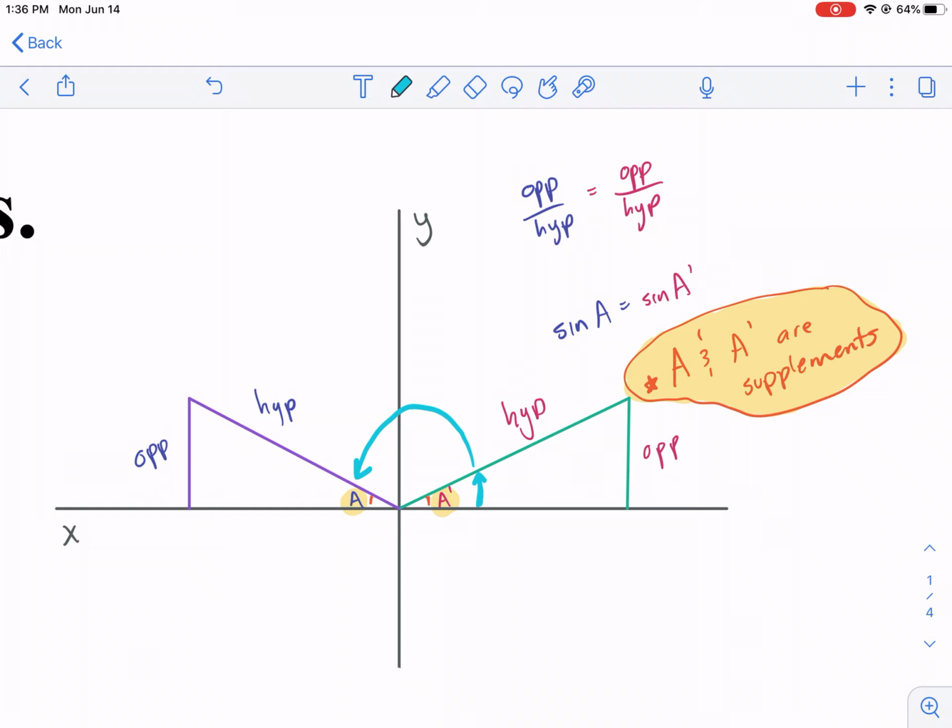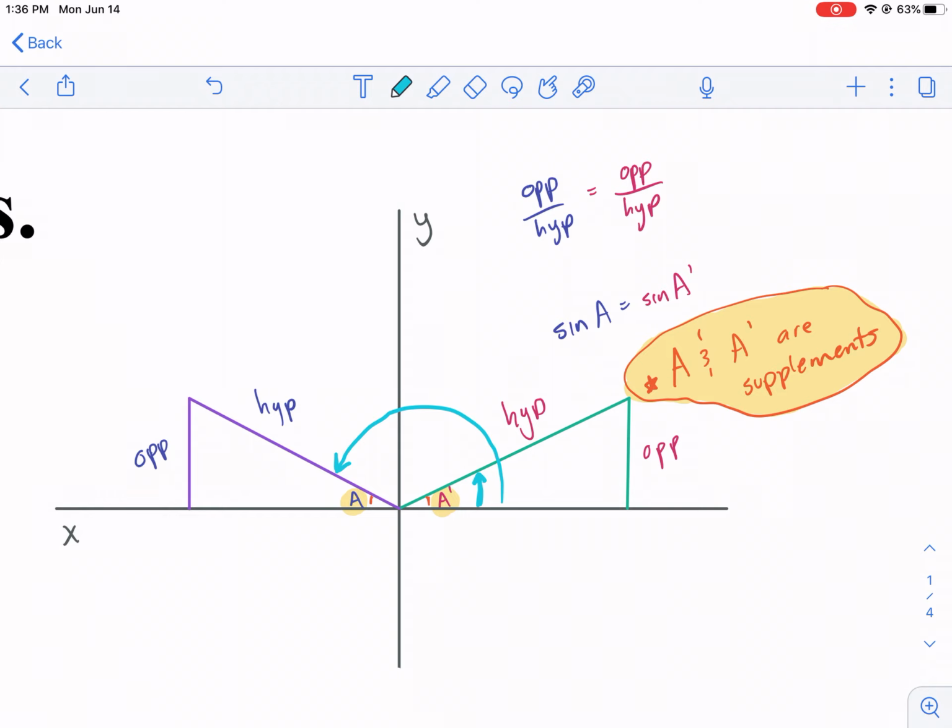Now, one thing you'll see is these are supplements to each other, okay? This one plus this other one will equal 180, because then it wouldn't be that angle, it would be this right here. And if you add those two together, this one and that one, you'd get 180. So they're supplements. That's something to keep in mind.